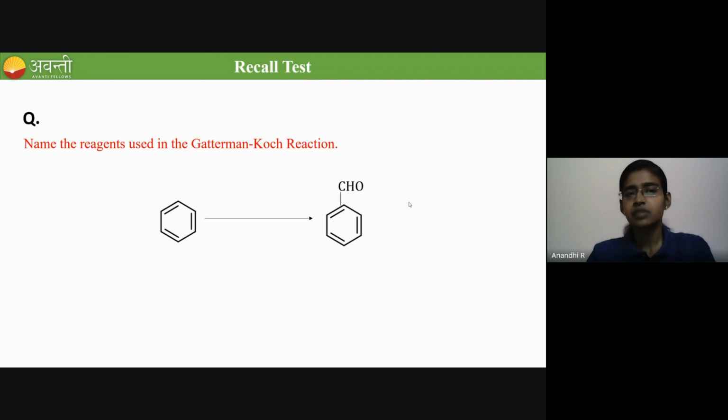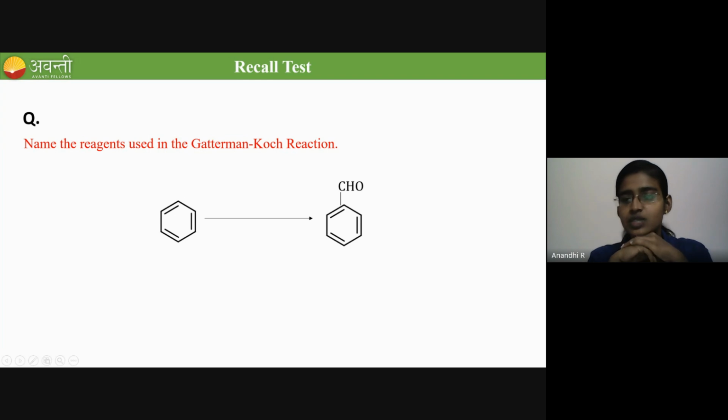Can you name the reagents used in the Gatterman-Koch reaction? This is the Gatterman-Koch reaction, right? Which is used for the conversion of benzene to benzaldehyde. So here we used one reagent. Can anyone give me the reagents which are being used here? I'll give you 15 seconds.